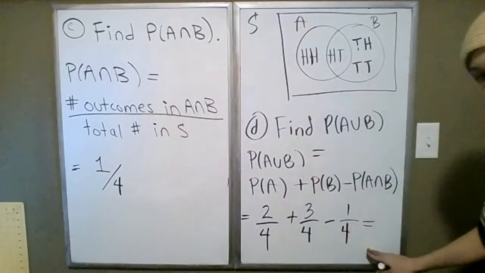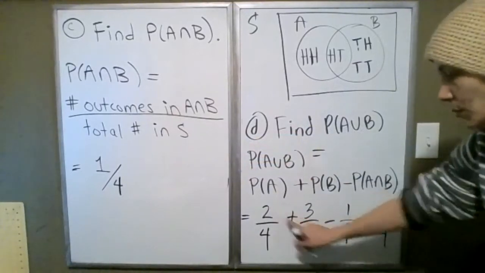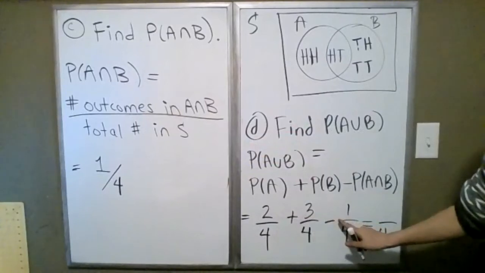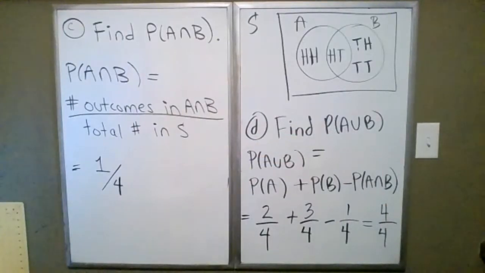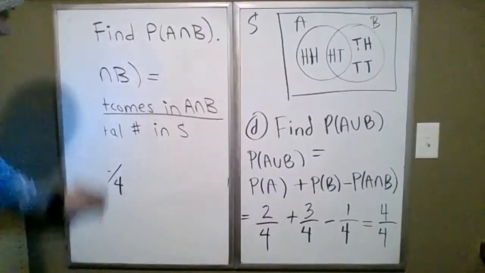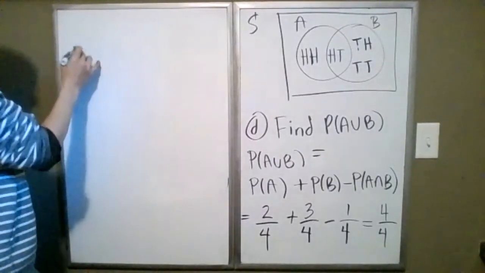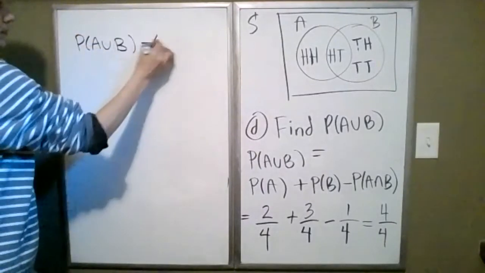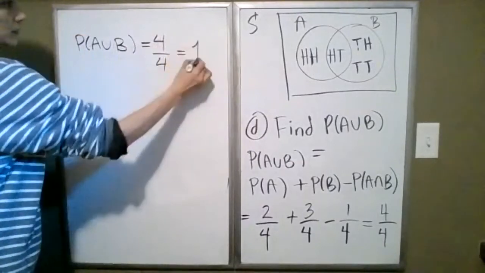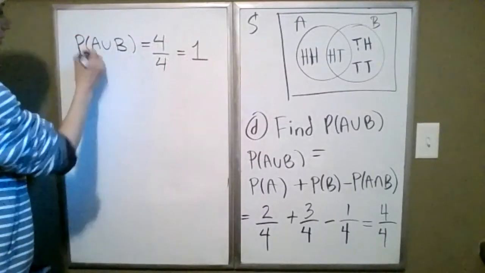Okay, so you keep the common denominator of 4. And in the numerator, you go 2 plus 3, which is 5, and subtract 1. So I got 4 out of 4. And 4 over 4 is 1. Or 100%, either way.